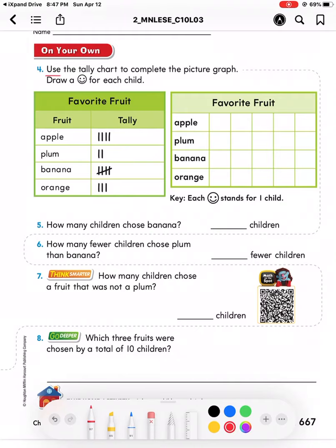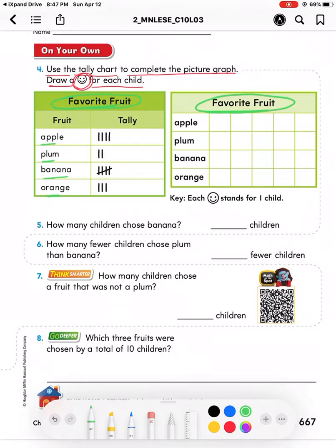It says, use the tally chart to complete the picture graph. Draw a happy face or smiley face for each child. Now, what is this chart and graph about? Can someone tell me? Excellent! We can look to the title right here. We can see it, favorite fruit. So it's about favorite fruit. How many fruits do we have? We have the apple, the plum, banana, and orange. Okay?